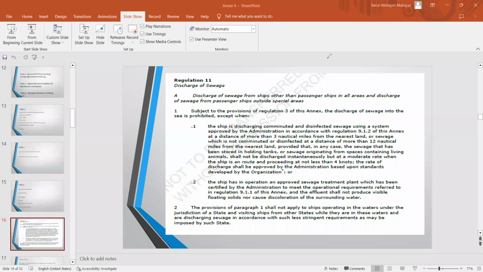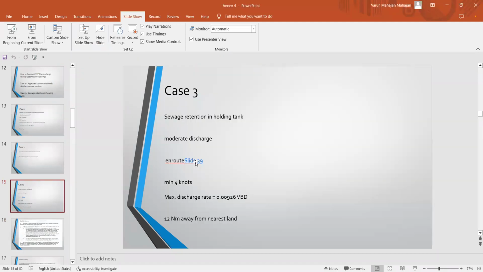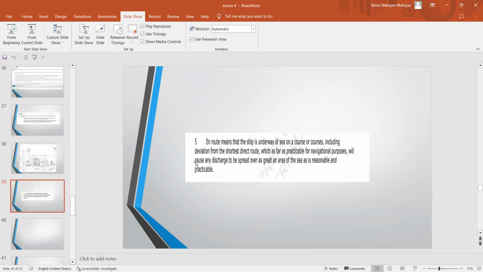Okay, first of all, we'll see what is en route. The other one is special area. So we are going to see first what is en route. En route means the ship is underway at sea on a course or courses, including deviation from the shortest direct route, which is as far as practicable for navigation purposes.